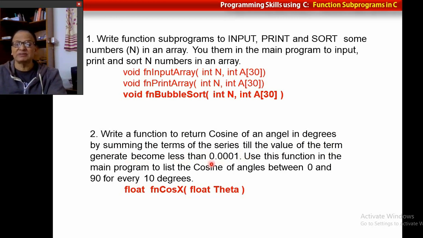And then use this function in the main program to list the cosine of angles between 0 and 90 for every 10 degrees. As you remember, we have done a similar program for converting centigrade to Fahrenheit. Similarly here, you write this: degrees, angle 0, 10, 20, etc., opposite to that, the cosine. So for 0 it will be 1, then it will come to 0.99, etc., going up to 90 degrees, where it has to be 0. From 1, it has to go on decreasing. So make a chart like that and show the results.